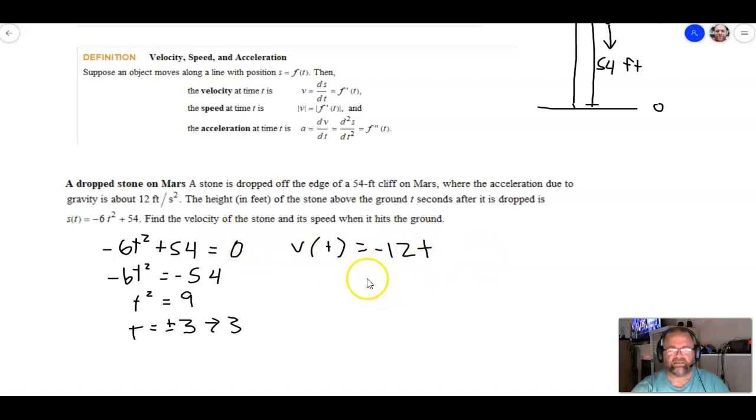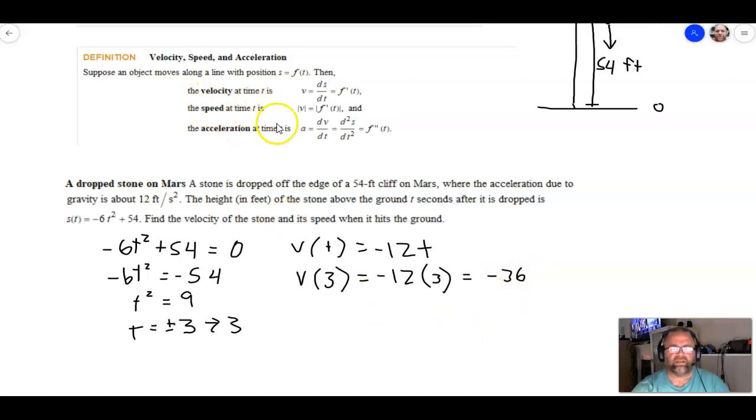Now here's the velocity, and we know how much time it takes to get down there. So let's see what the velocity is at 3 seconds. That means we're going to look at v(3), which is equal to negative 12 times 3, which is equal to negative 36. So that will be our velocity.